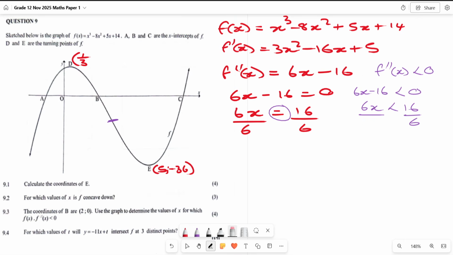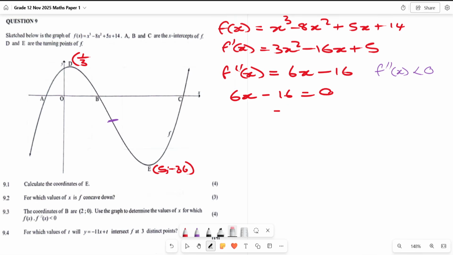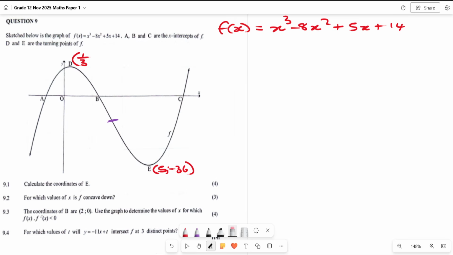Let's do the following question now. What was that? x is less than 8 over... hold on, let me just write the answer for this one here. x was less than, was it 8 over 3? 8 over 3. Okay, the following question.